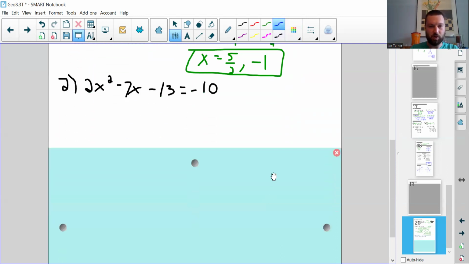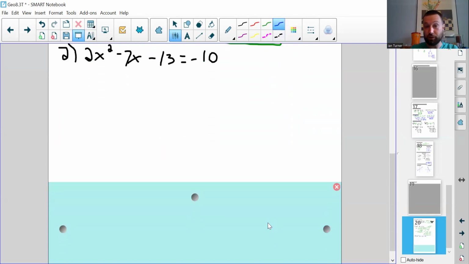Let's go on to the next one. Okay, now what do you need to do first? We got to get everything on the same side. That's exactly right. Got to get everything on the same side.